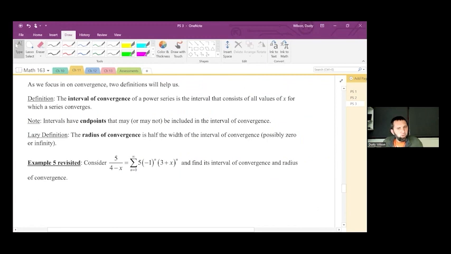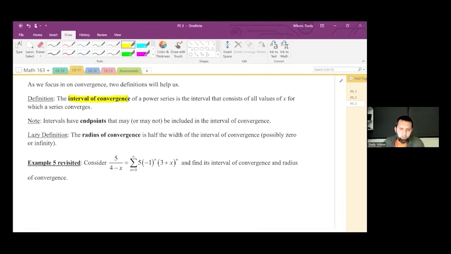So as we focus in on convergence, 2 definitions will help us. Definition, the interval of convergence. So the interval of convergence of a power series is the interval that consists of all values of x for which a series converges. Note, intervals have endpoints, like we talked about above, that may or may not be included in the interval of convergence.